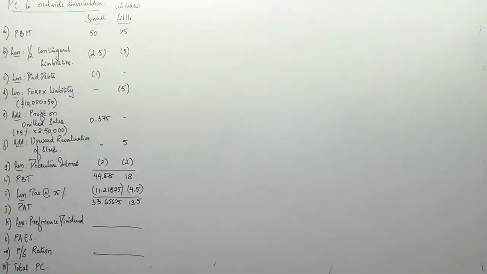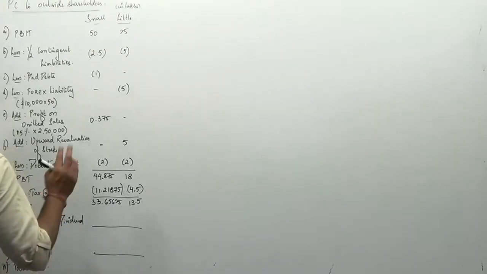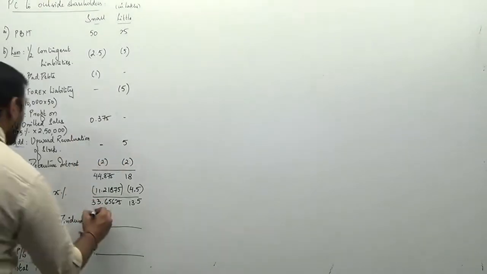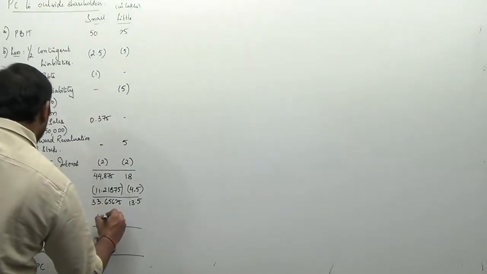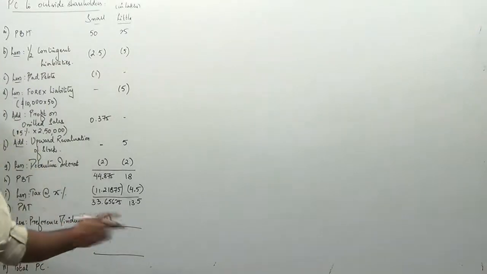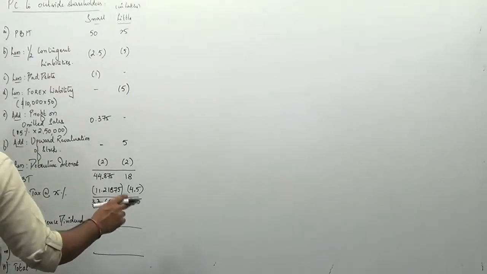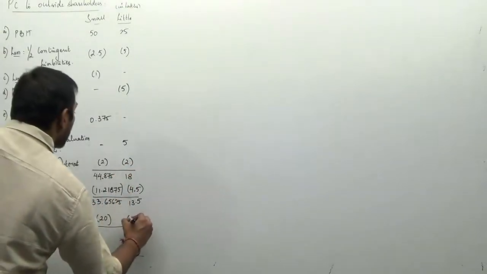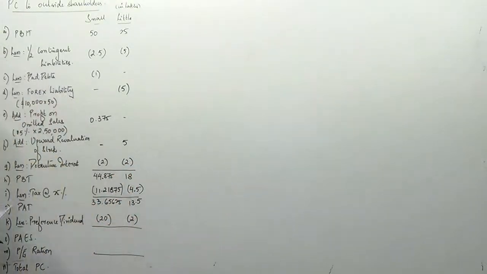Preference dividend. Careful. One is 100 rupee preference share, the other one is 10 rupee preference share. Numbers are same, but the face values are different. So the answers will also be different. For small, 100 rupee share, 10% dividend, 10 rupees dividend per share, 2 lakh shares, 20 lakhs preference dividend. For little, 10% dividend for 10 rupees share, 1 rupee dividend per share, 2 lakh shares, 2 lakhs preference dividend.